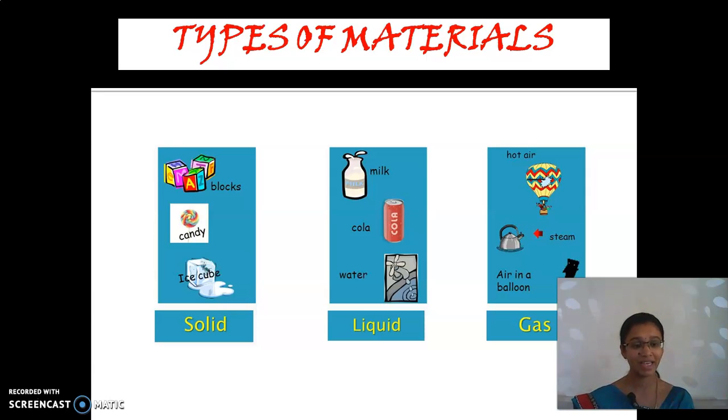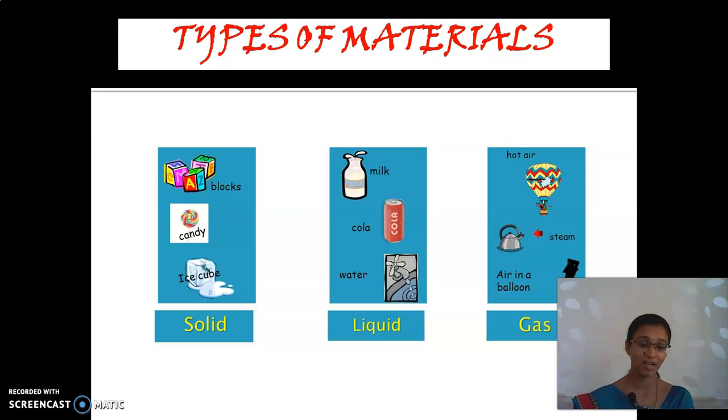So tell me some example of solid substance. Yes, louder, I can't hear. Yes, good. Pen, pencil, wood, bricks, house, car, etc. are solid things. Okay, tell me some example of liquid. Yes, milk, juices, oil, petrol, kerosene. So these are all examples of liquids.